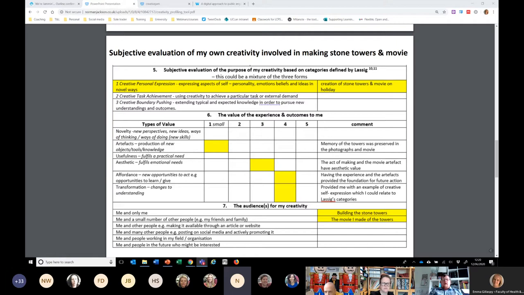The affordance, though, of what I'd done, having made these towers and made the movie, was that it created opportunities to learn from that experience. And the transformational change occurred when I started digging into that, and I began to understand that there was merit in developing these sorts of tools. And the audience for my creativity, it was essentially me and only me on that beach. It's what I wanted to do, and having done it, it gave me real pleasure. And then I shared what I'd done with my family via the little movie. So the audience then was my family circle.